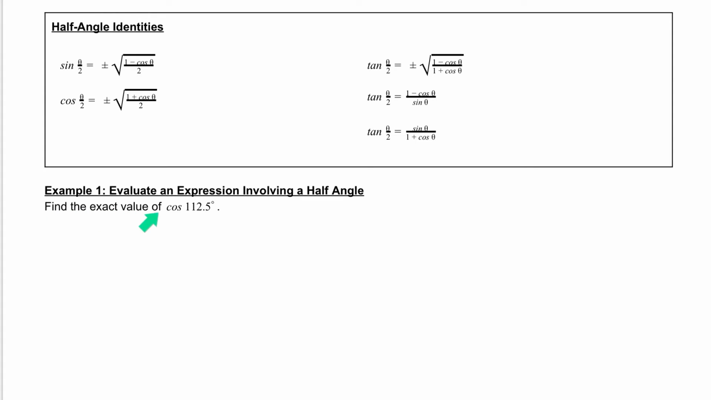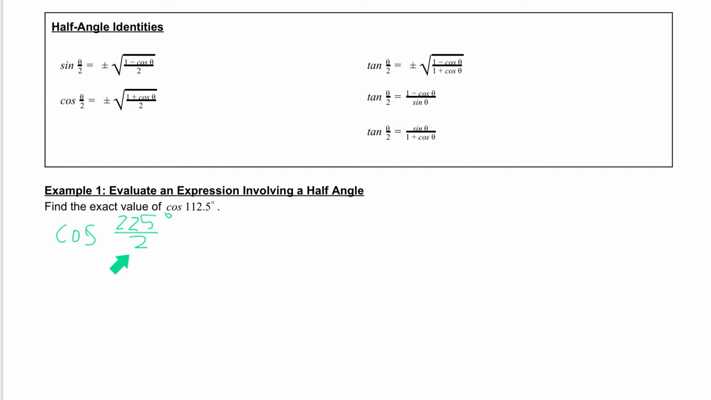In example 1, we want to find the exact value of the cosine of 112.5 degrees. So if we want to use the half angle formulas for this, we need to change this to the cosine of theta over 2. To figure out what 112.5 is as a theta over 2, we can multiply 112.5 by 2, which gives us 225 divided by 2. So 112.5 is the same as 225 over 2.